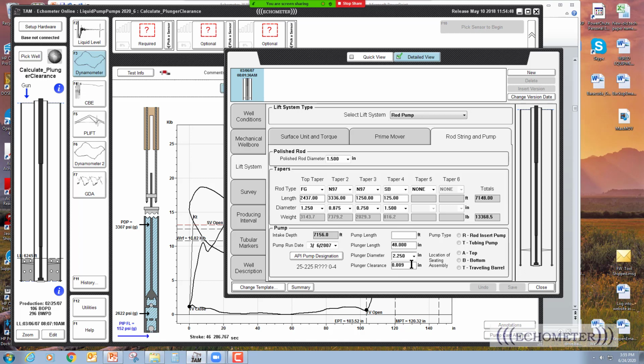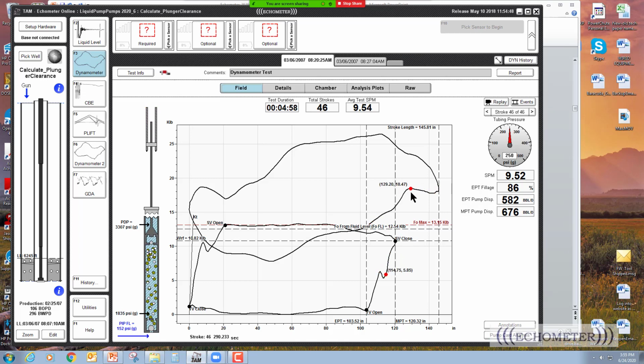So this is an example where the operator said, what's wrong with my pump? Well, what's wrong with his pump is he didn't use the slippage calculator to calculate the amount of slippage and then design his well based on an additional 160 barrels a day of slippage. So this is a good example, and it shows that bounce.